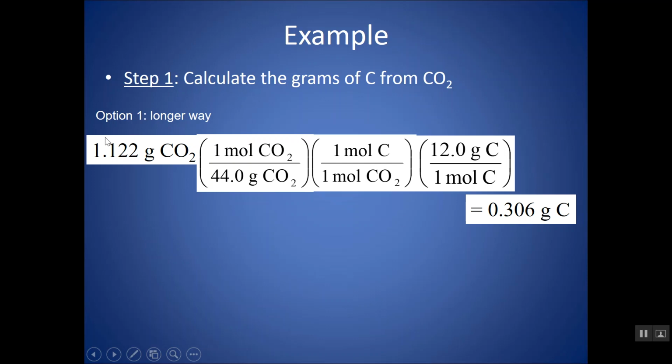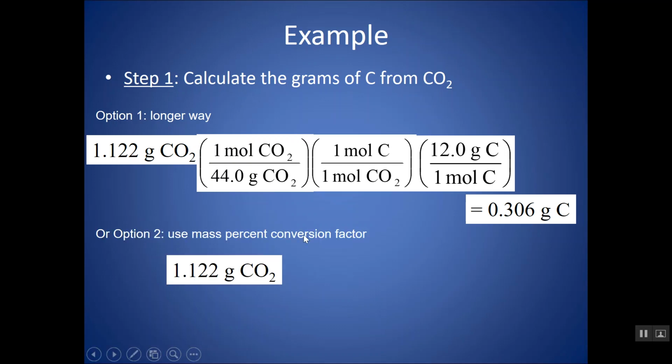I actually should have kept 1 more since there's 4 to start with. I should have 4 to end with. Now this can look like a lot of work, but there's a simpler way to do this, and you might want to take a moment to watch my mass percent as conversions video. You can essentially just use the mass percent as a conversion factor.